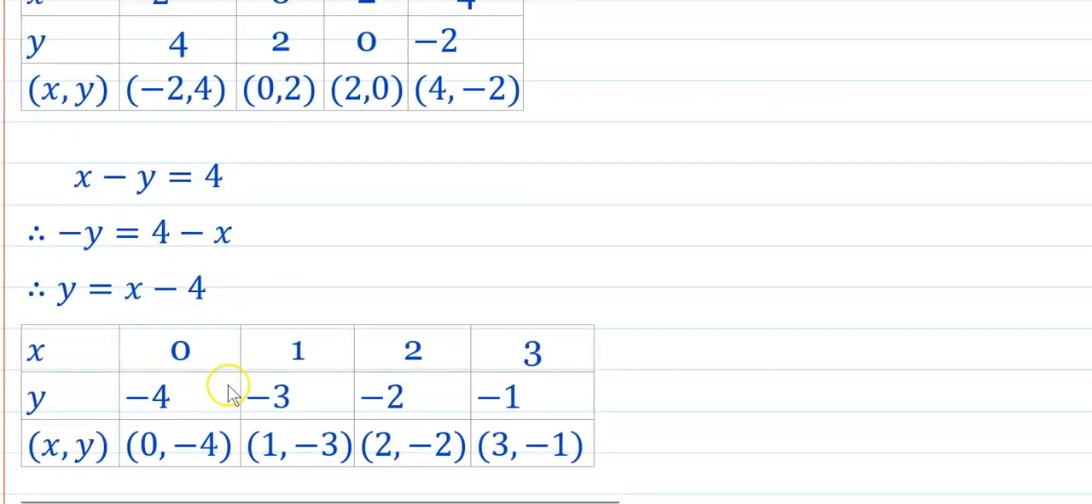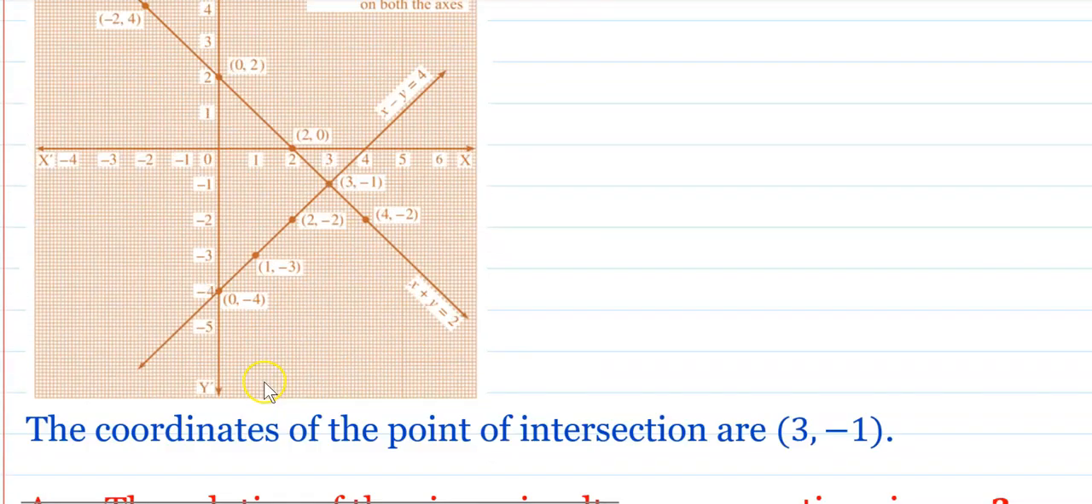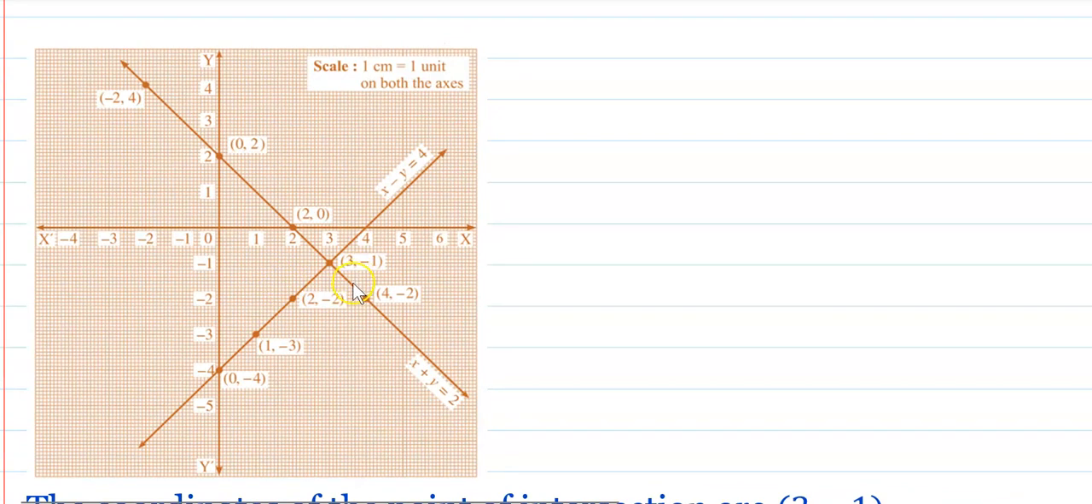Now the second equation, x minus y is equal to 4. It means that minus y is equal to 4 minus x, so y is equal to x minus 4. Again the points. First, if we substitute x is equal to 0, y is minus 4. X is equal to 1, 1 minus 4 means what? You will get minus 3. X is equal to 2, 2 minus 4, you will get minus 2. X is equal to 3, 3 minus 4, you will get minus 1. These are the points. Now we'll plot these points on the graph.